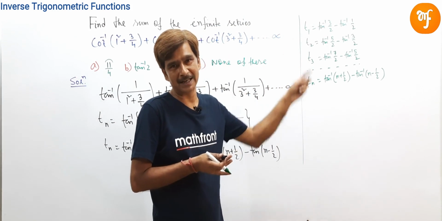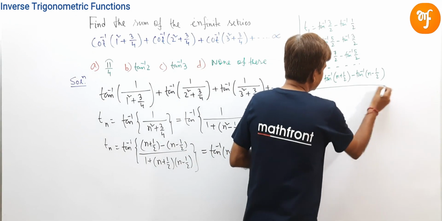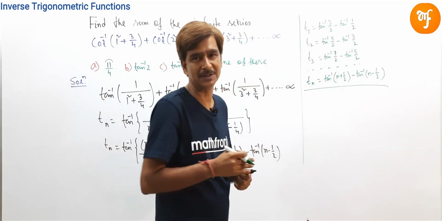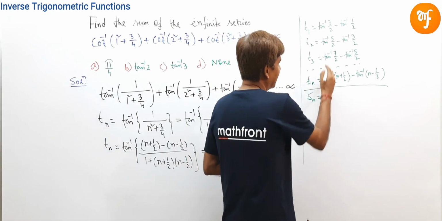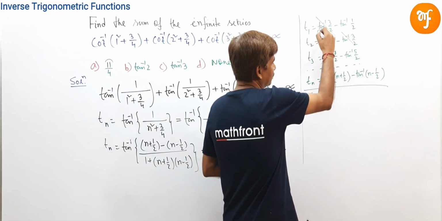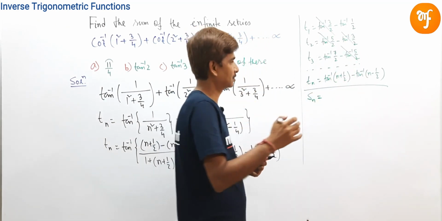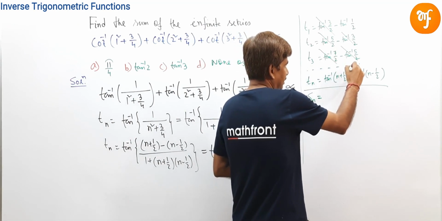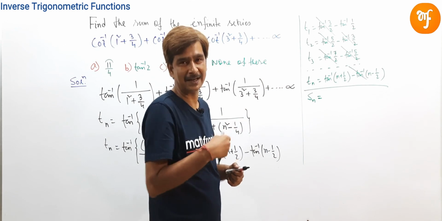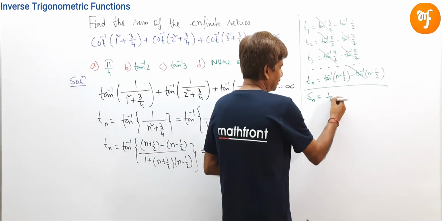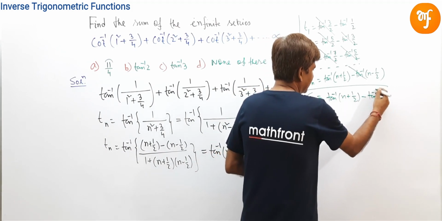So if we add this, the left hand side will be Sn. Okay. So just adding it, the left hand side, that is T1 plus T2 plus T3 plus dot dot till Tn will be Sn, and the right hand side tan inverse 3 by 2, tan inverse 3 by 2, tan inverse 5 by 2, tan inverse 5 by 2, these are diagonally cancelled. So the cancelling trick is this. So what is remaining at the right hand side? It is tan inverse of n plus half minus tan inverse of half.